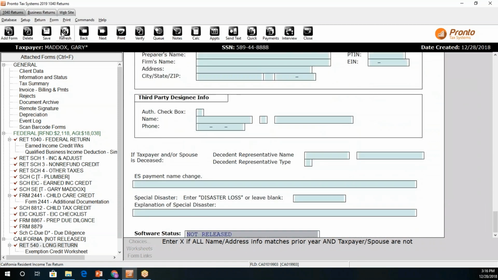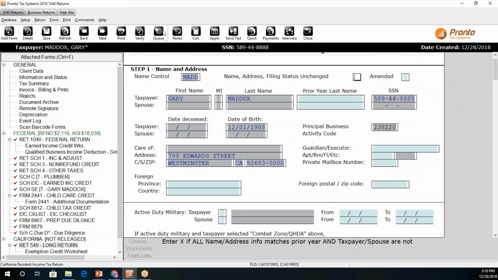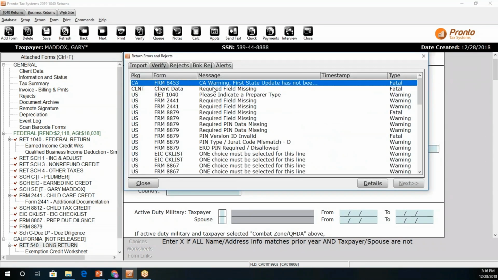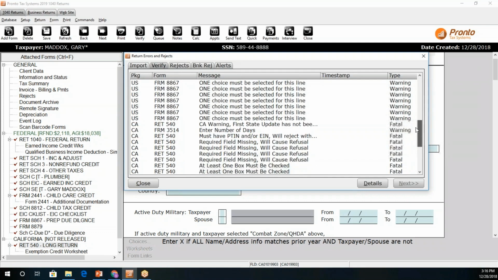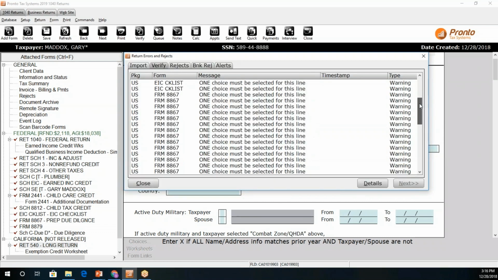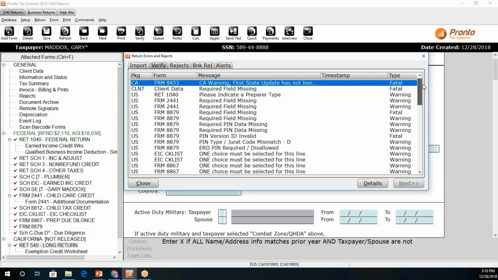Okay, so we refresh that, and at this point, what you normally would do is you would verify, and you would come up with all these errors, which I have because I have not set up the software properly yet. Once I set up all the forms, once California comes into play and so forth, which will probably be in January sometime, then I should come out clean at that point. But for now, as you can see, all these rejects.